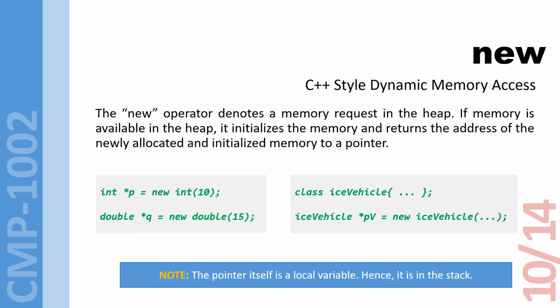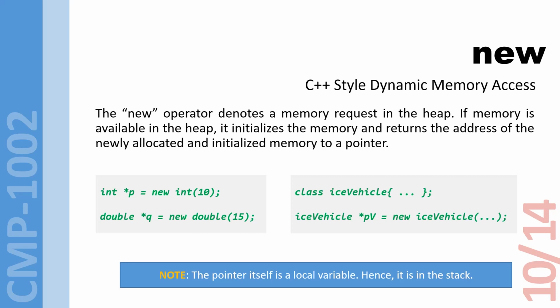Okay, after this discussion about the stack and the heap, let's look at the new operator. Unlike malloc, new is actually not a function, it is an operator. And the job of new is it denotes a memory request in the heap. So you are saying to the operating system, can you allocate me a memory in the heap whose size is 10? If the memory is available, it will initialize the memory and return the address of the newly allocated initialized memory to a pointer.